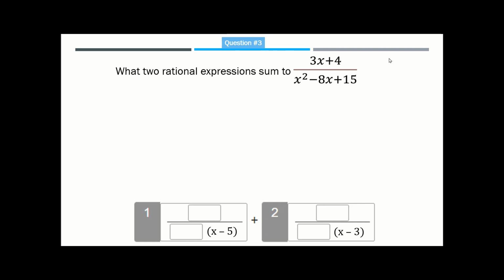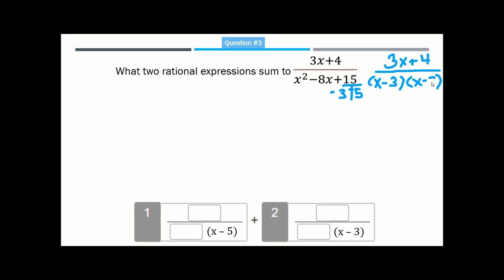I'm going to look at the numerator, and I cannot factor anything in 3x plus 4, so that stays the same. I'm going to simplify this as much as possible. And then I'm going to factor x squared minus 8x plus 15. So I want the factors of positive 15 that add to give me a negative 8. Now 3 times 5 is 15, and 5 plus 3 is 8, but it's not negative. But if I change both of those numbers to negatives, they do add to give me a negative 8. That's going to be x minus 3 and x minus 5.